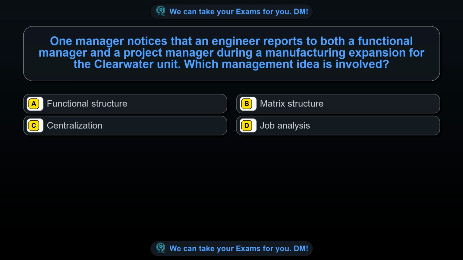Question 51. One manager notices that an engineer reports to both a functional manager and a project manager during a manufacturing expansion for the Clearwater unit. Which management idea is involved? Option A, functional structure.